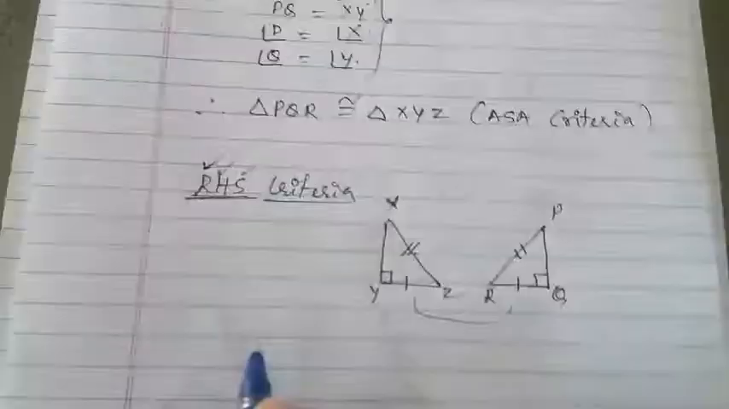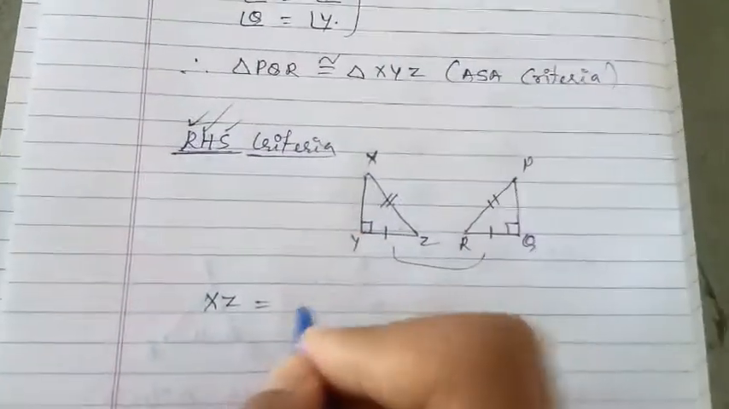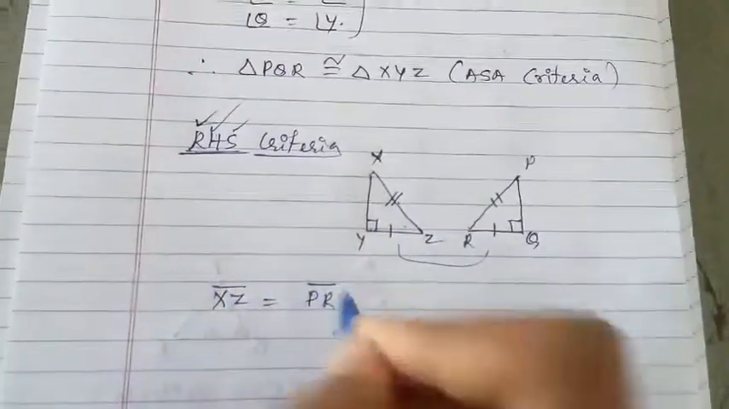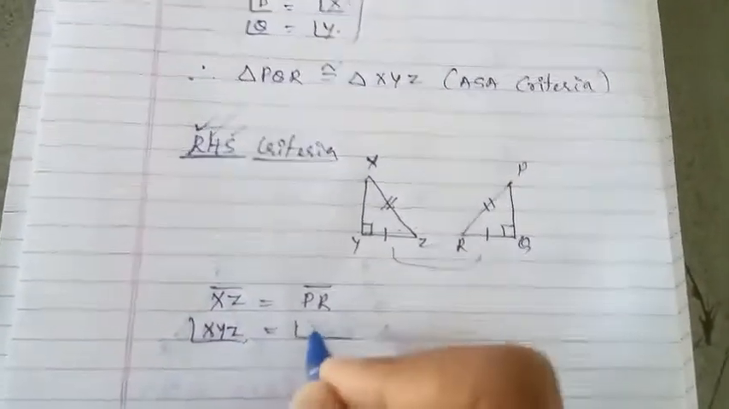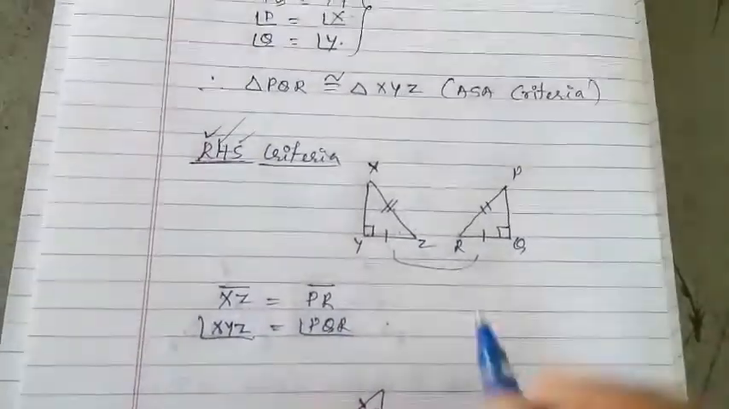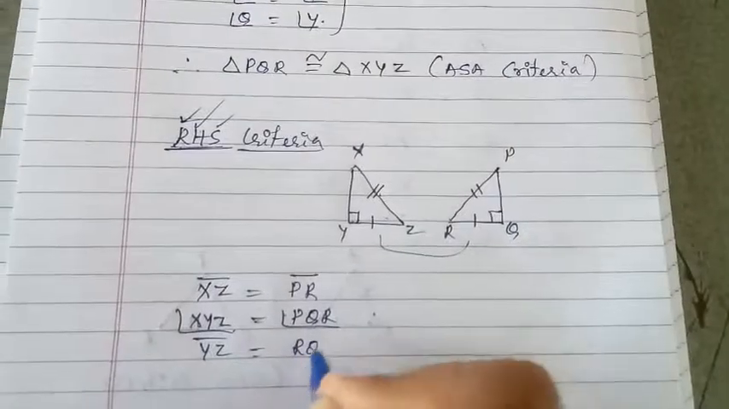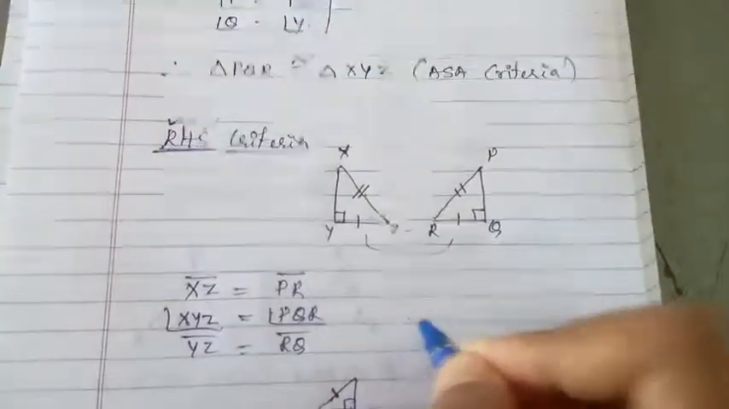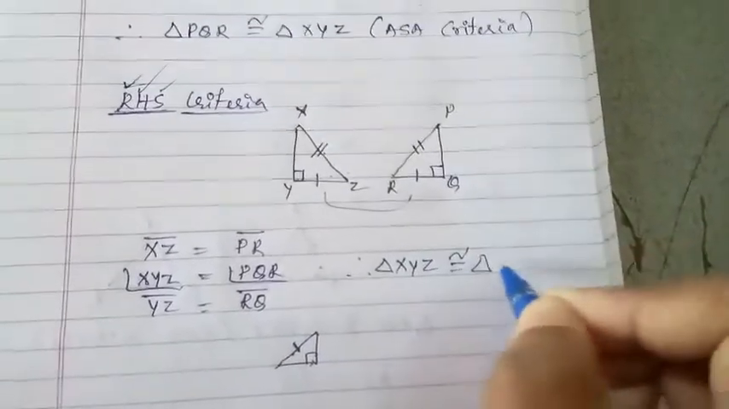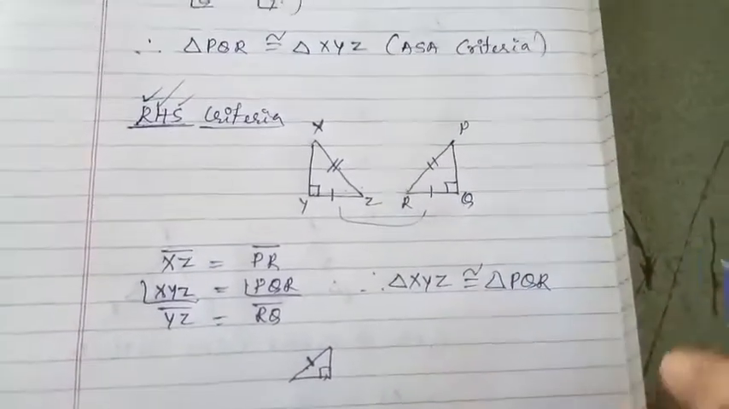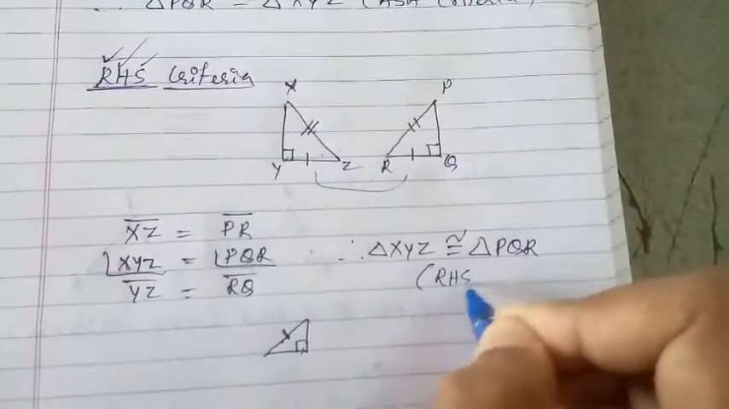So write down the properties first. XZ equals PR. So these are sides. Next, angle XYZ equals angle PQR. Next, last one, YZ equals RQ. So therefore triangle XYZ is congruent to triangle PQR. Why? You have to write the reason. Which criteria? RHS criteria.